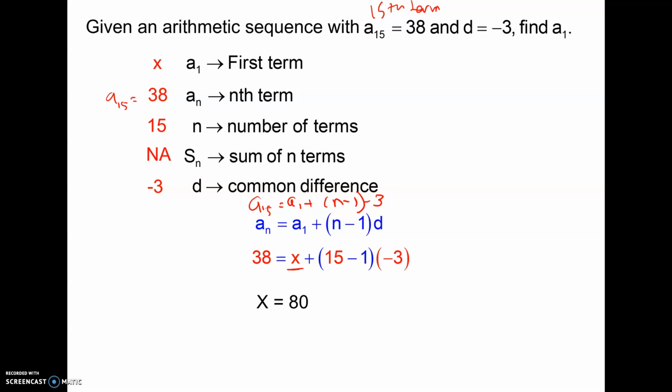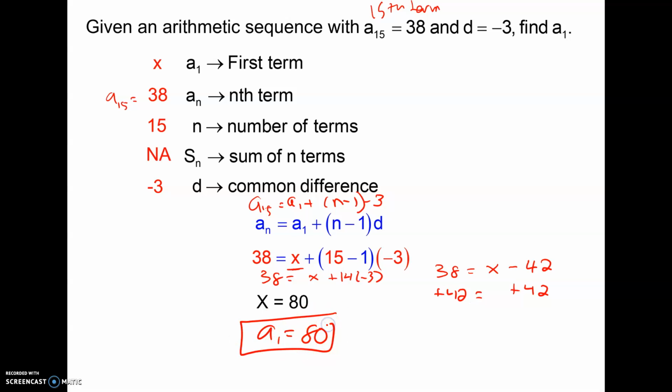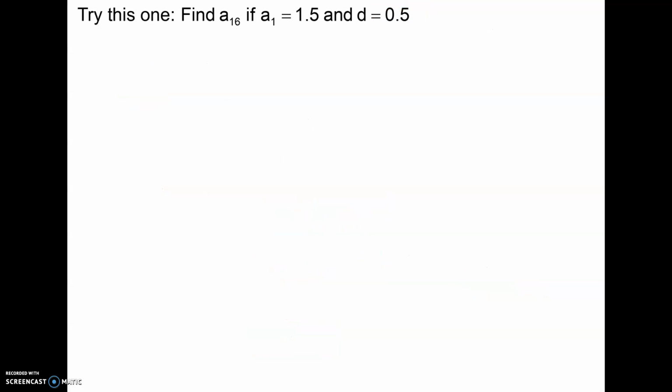So 15 minus 1 is 14. So I have 38 is equal to x plus 14 times negative 3. And then 38 is equal to x minus, let's see, 14 times 3. Sorry, 14 times negative 3 is negative 42. Add the 42 to both sides. And we get that x is equal to 80. So that means a sub 1 equals 80. Beautiful. Let's keep going.